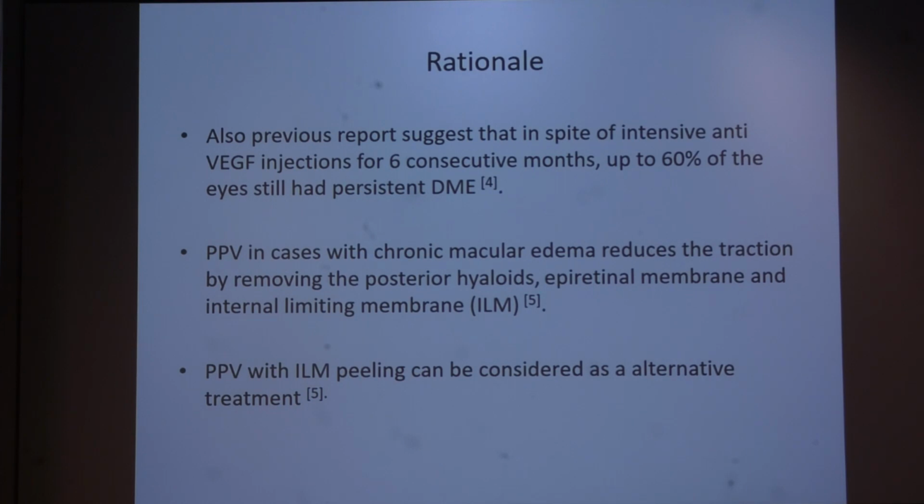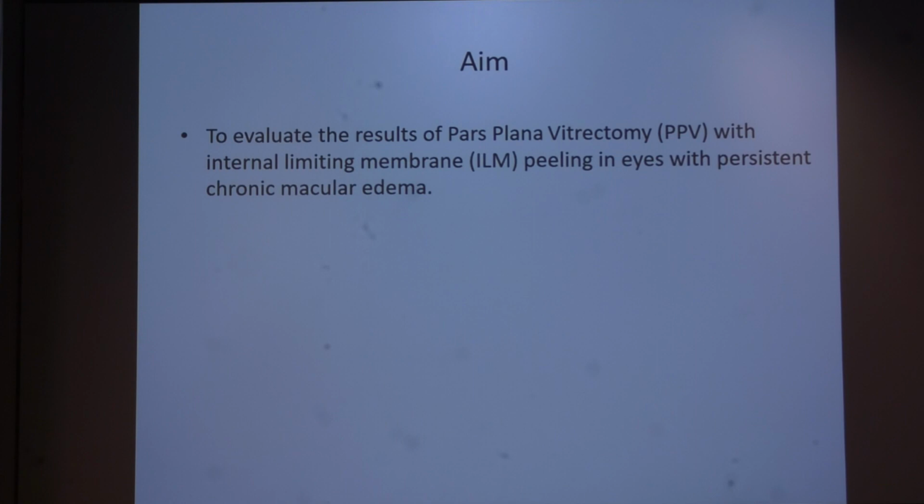PPV in cases with chronic macular edema reduces the traction by removing the posterior hyaloid, epiretinal membrane, and the internal limiting membrane. Pars plana vitrectomy with ILM peeling can be considered as an alternative treatment for chronic macular edemas. The aim of the study was to evaluate the results of pars plana vitrectomy with ILM peeling in eyes with persistent chronic macular edema.